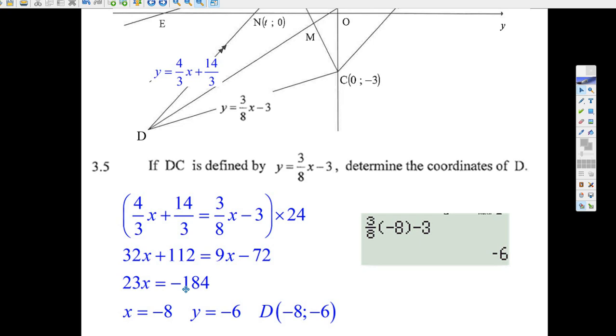I get 23x equals minus 184. And then I divide by 23, x is minus 8. So the x coordinate must be minus 8. Just take minus 8, put it back in this equation, put it in your calculator. There it is, 3 over 8 times minus 8 minus 3. It tells me the y coordinate is minus 6.